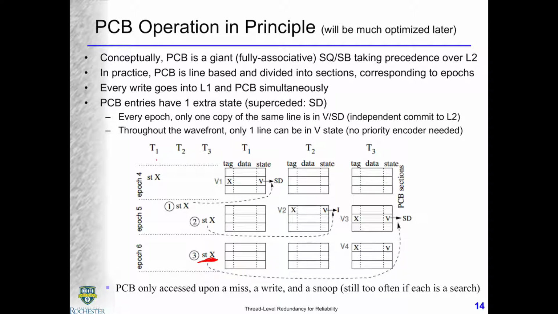So T1 is not writing back, it gets invalidated by T2. T2 is not writing back, it's invalidated by T3. The only time we write back to the next level is at the end of the lifetime of this store.